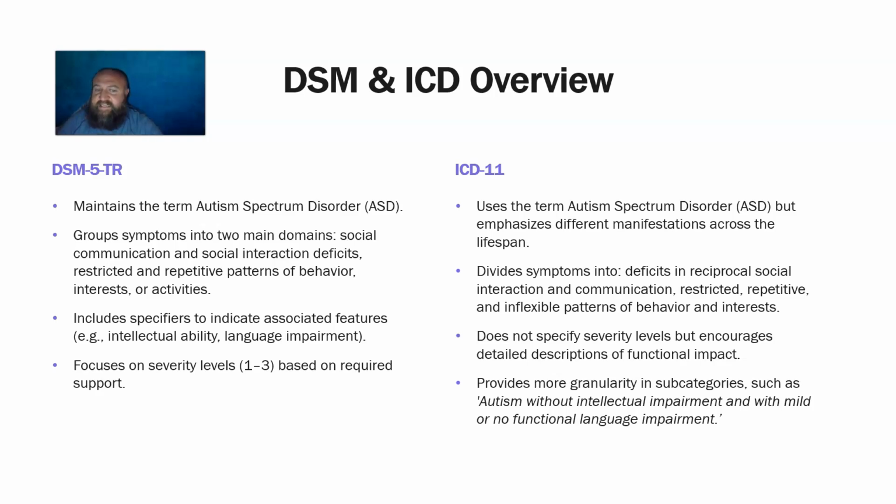With the ICD, it divides symptoms into deficits in reciprocal social interaction and communication, and restricted, repetitive, and inflexible patterns of behavior and interest. Now, this is kind of a moot point because, as you'll see in a little bit, the DSM also covers that information. It's just that the ICD isn't as clear in its division of these two main domains. It actually has a couple of different ones listed.